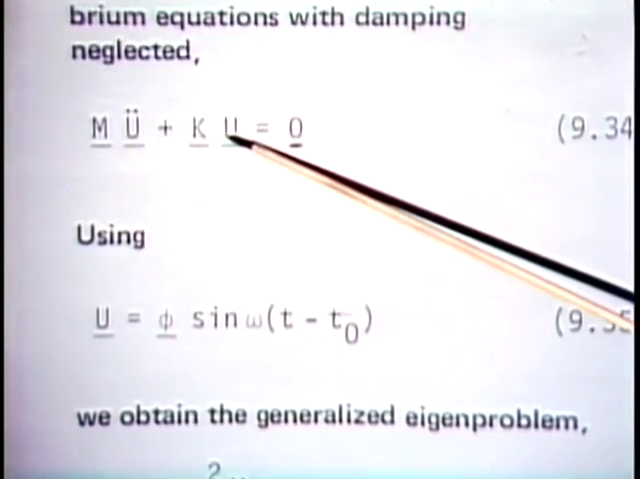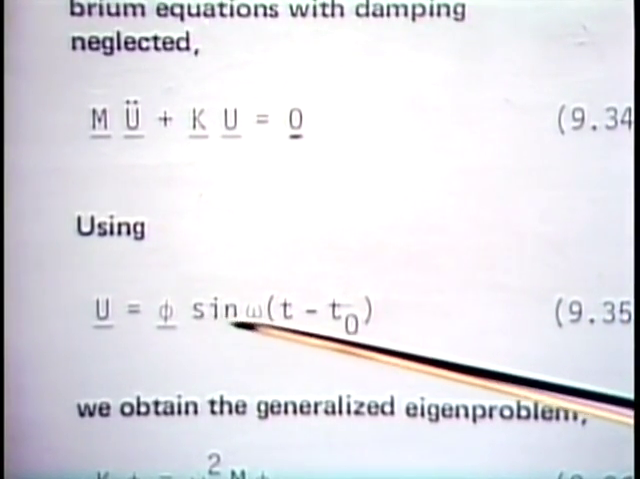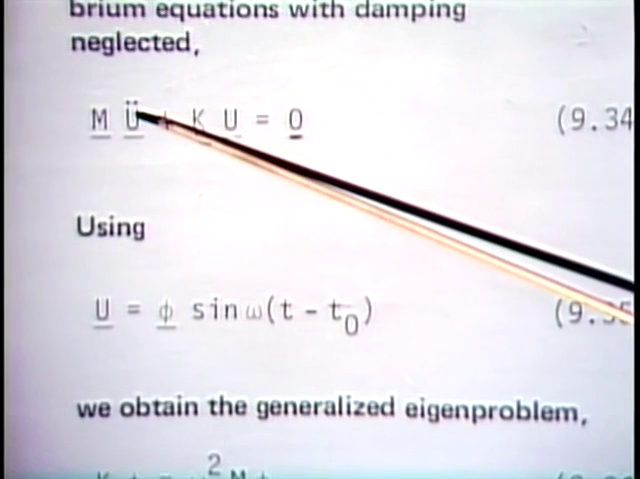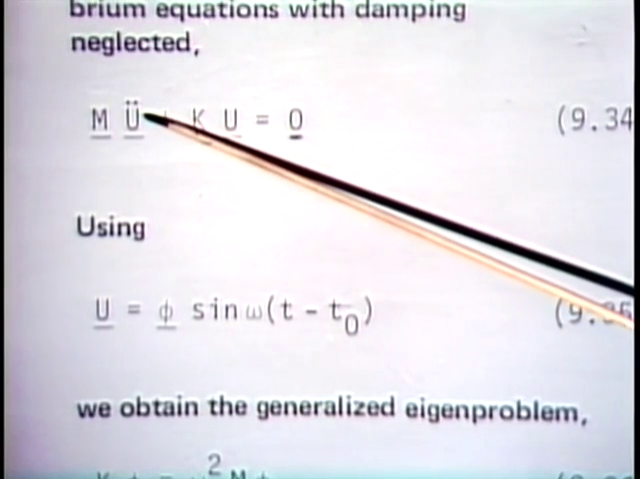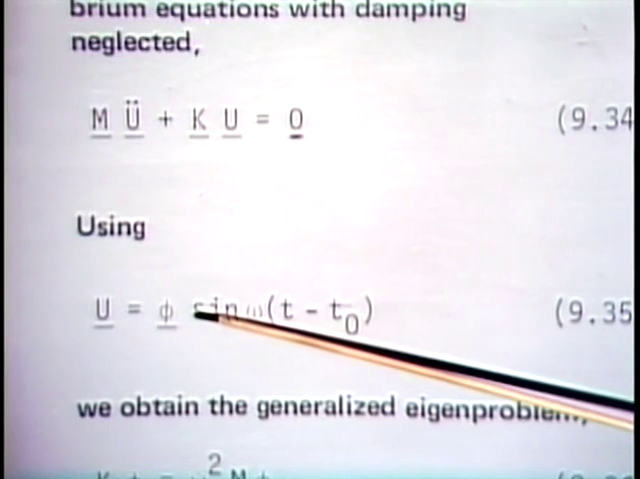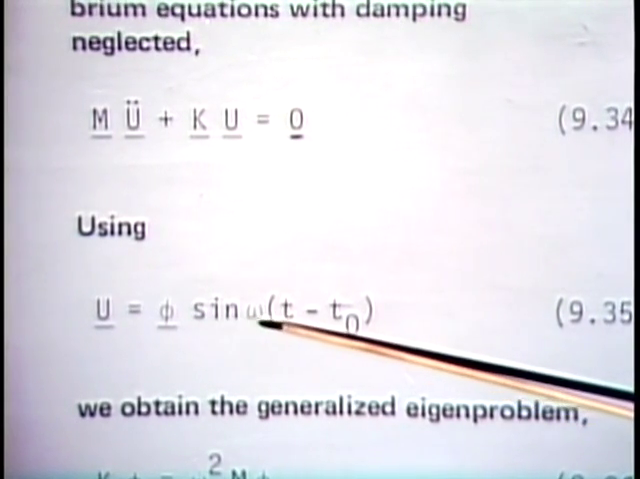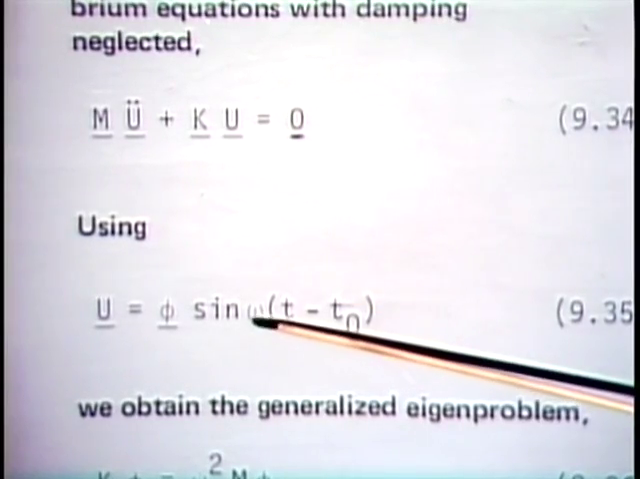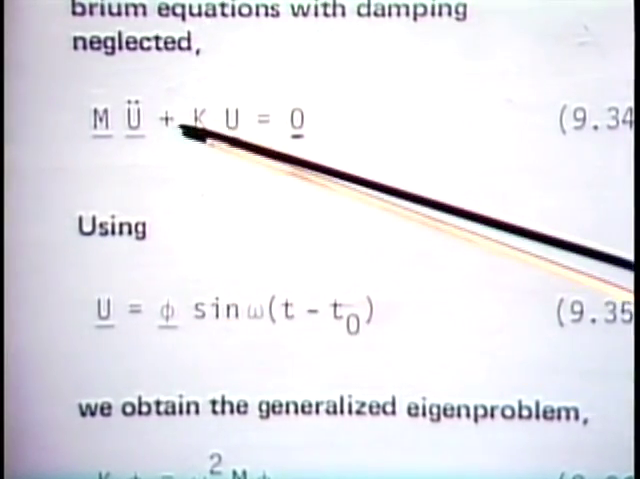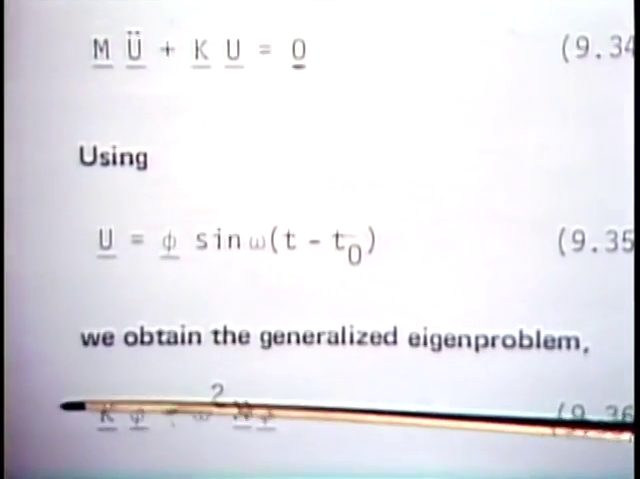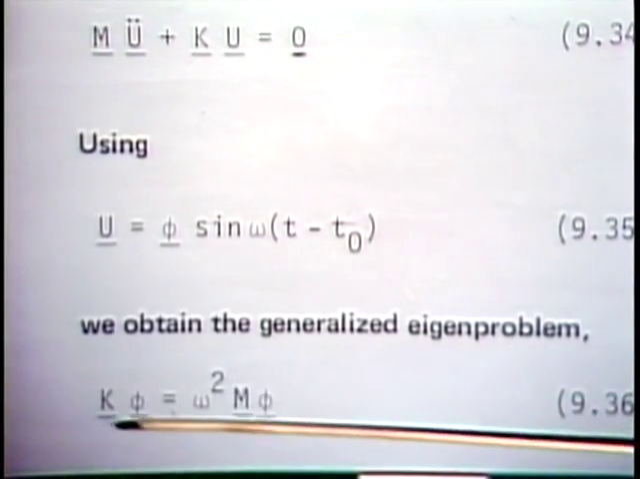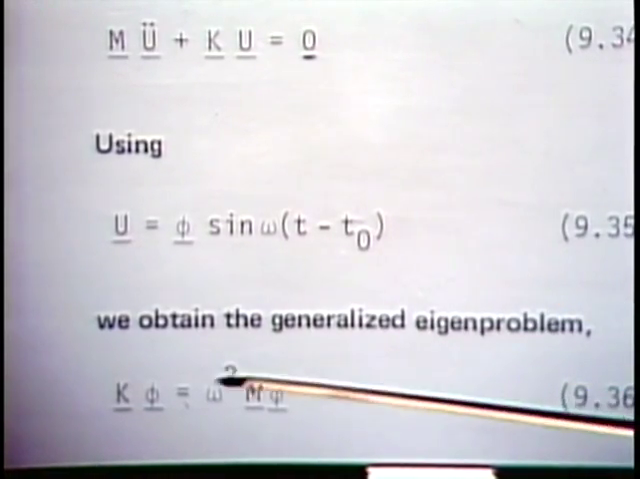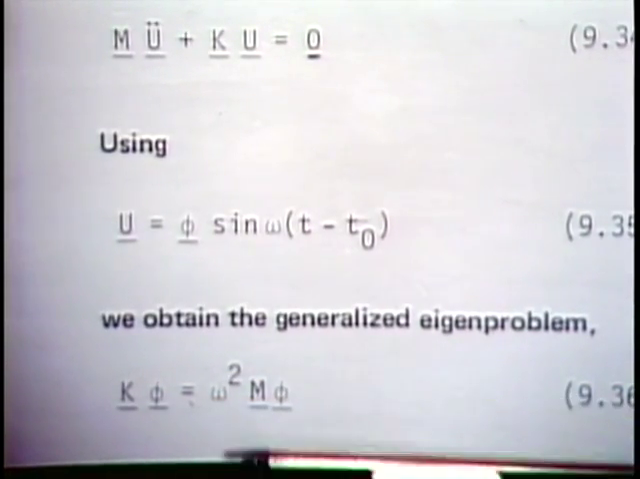when we do substitute, of course, remember we have to take the second derivative of this function with respect to time, because we're taking the second derivative of u here. And that gives us a minus omega squared sine omega t minus t0. Substituting from here into there, we immediately get this equation, because we can cancel out sine omega t minus t0 on both sides. This is the resulting equation.